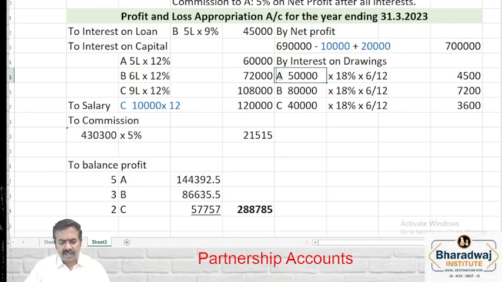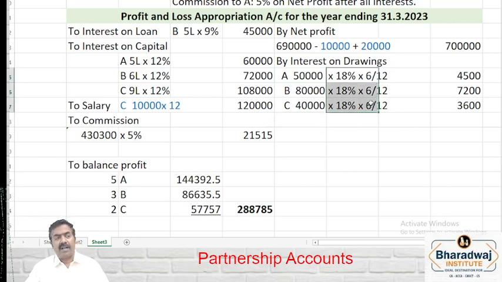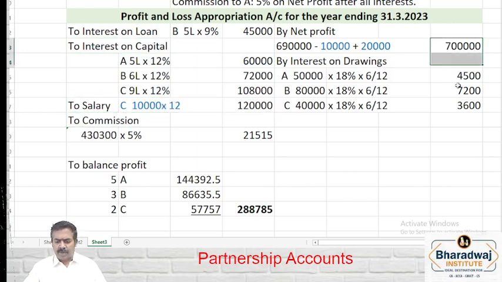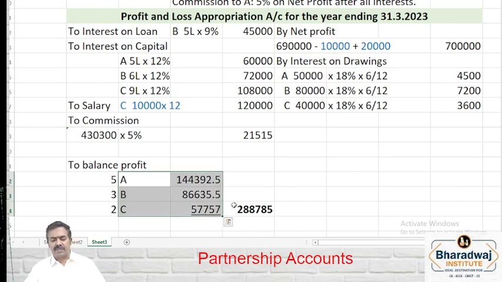By interest on drawings, why are you applying 6/12? Because it is not at the beginning of the year, not at the end of the year. On an average basis, we do it. Then interest on loan from B, interest on capital of A, B, C, salary to C, all are charged. Then commission is profit plus interest minus all interest, only into 5%. The balance of profit is shared amongst partners in which ratio? 5:3:2 ratio. Take up this.